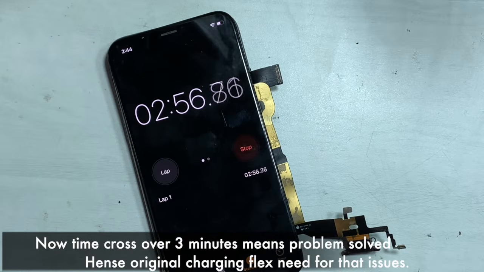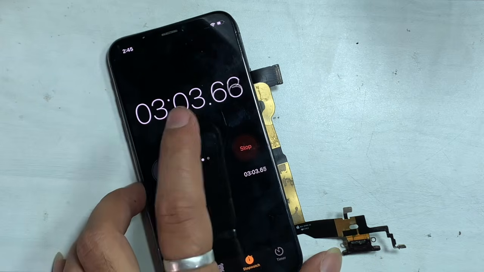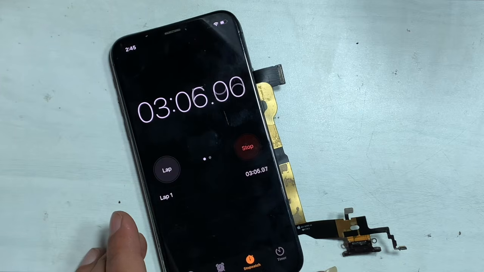After replacing with the original charging flex and trying, the problem was solved. Such issues cannot be solved by removing the charging flex. You have to put in the original flex and check.